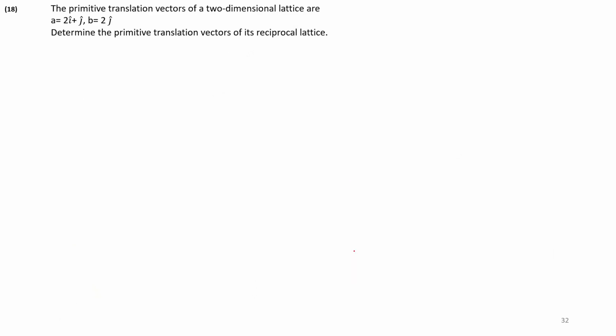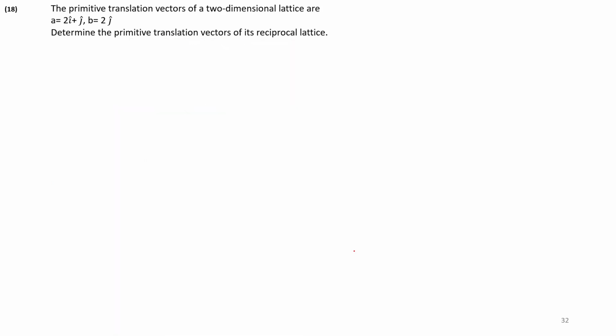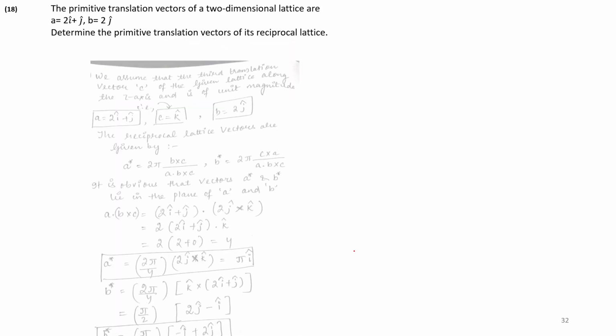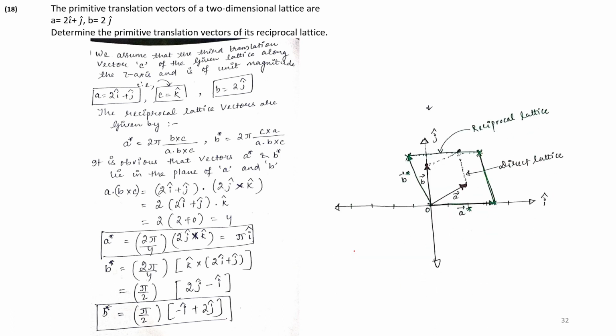Now I will go to the other problem, the primitive translation. The primitive translation vectors of a two-dimensional lattice are a = 2i + j, b = j. Determine the primitive translation vectors of the reciprocal lattice. So it's a very basic problem, whatever you have studied earlier.